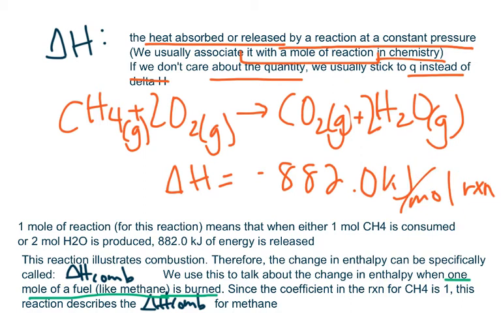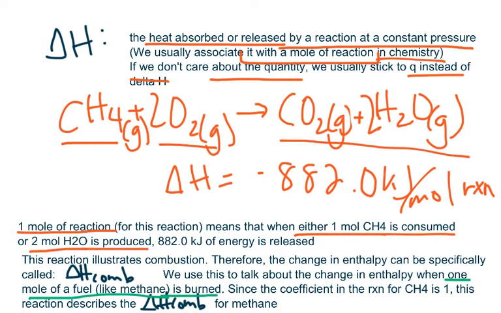So in this example, CH4, methane, is reacted with oxygen gas to form these two products. Of course, this is a combustion reaction. And let's see how this mole of reaction works. So 1 mole of reaction, or just the reaction itself, means that when either 1 mole of methane is consumed or when 2 moles of H2O is produced, then 882.0 kilojoules of energy is released.